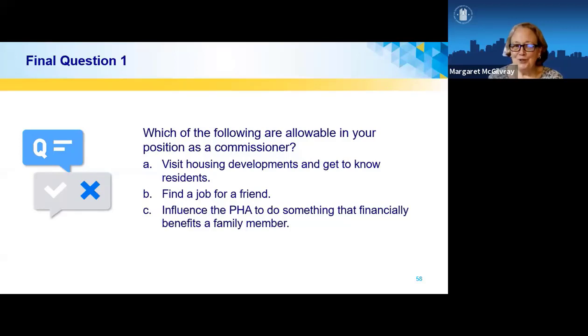Okay, wonderful job. Yes, go out, visit your housing developments, get to know your residents. That's absolutely something you could and should do as a commissioner. Obviously, for ethical purposes, you shouldn't go finding a job for a friend or influencing your PHA to do something that's financially beneficial to yourselves. So excellent job. If we go on to the thank you slide.